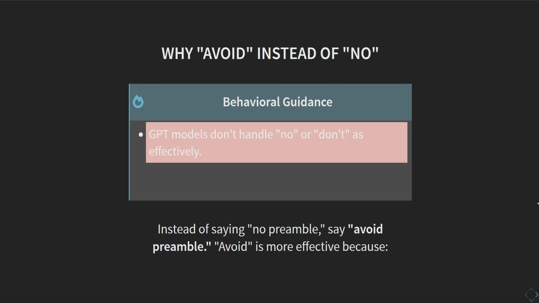So if you say, I want you to give me a short story, but don't use the following words, you're fairly likely to get those words. I don't know why it is that large language models don't listen to no very well, but I do know that they listen to the word avoid a lot better. It just creates a stronger bias to prevent unwanted behavior.